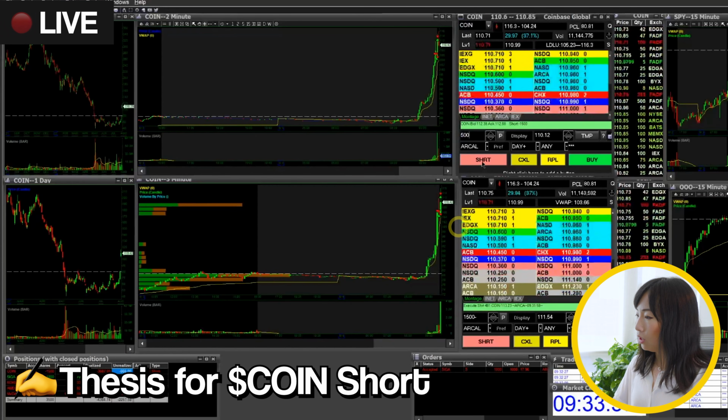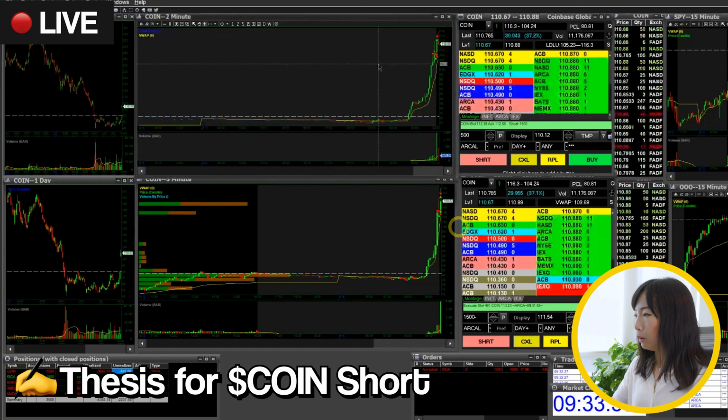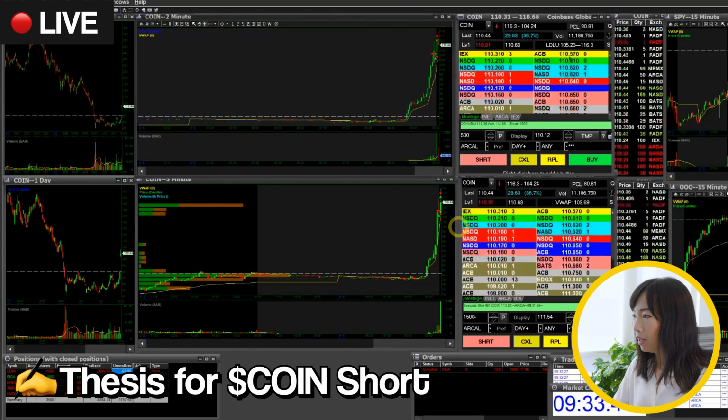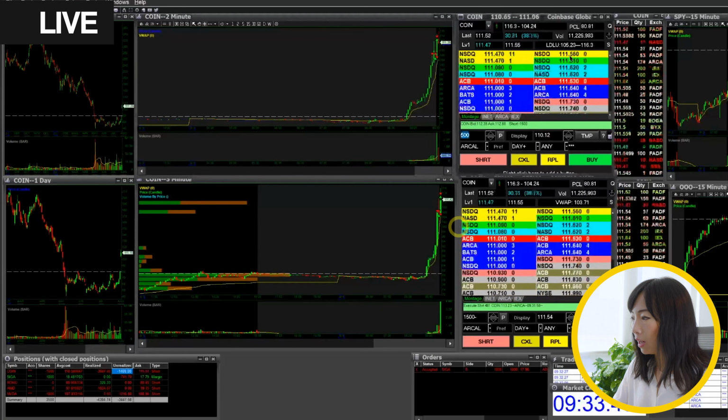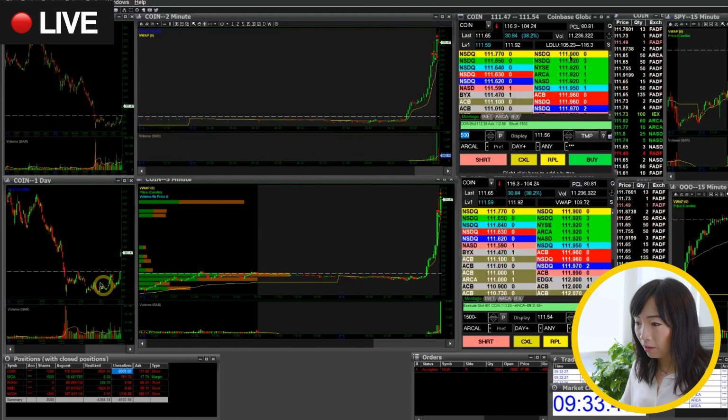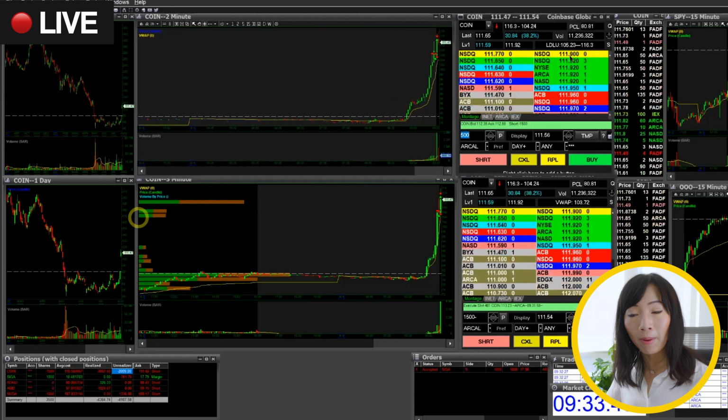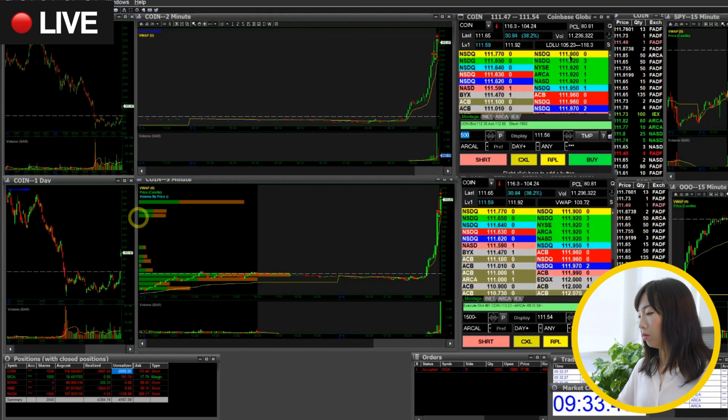Now my thesis into this is that a lot of times when we have these parabolic moves into the open, especially on large cap stocks, and on Coinbase that's been down trading for so long, when you have these kind of huge breakouts towards some daily resistance, usually you're gonna be met with some selling and some major pullbacks. And so that's my thesis into this.